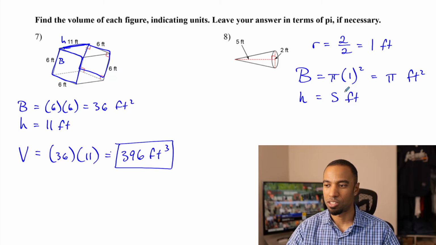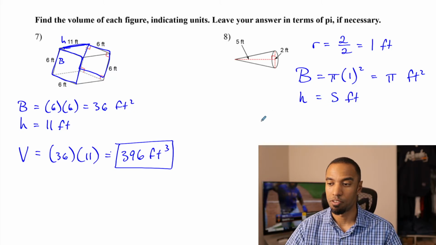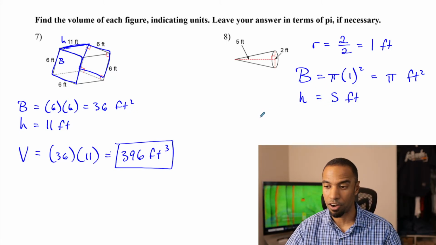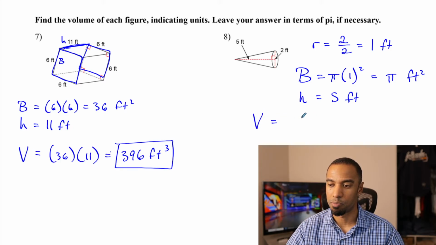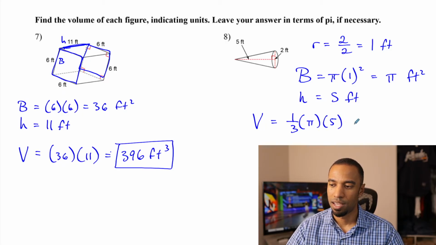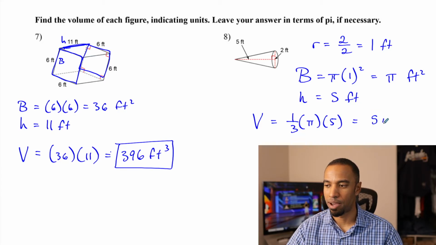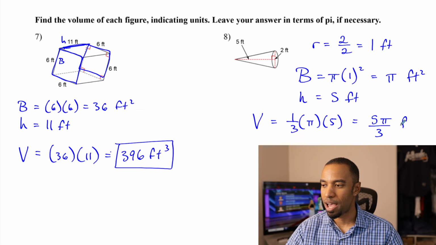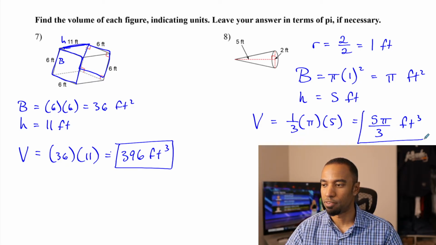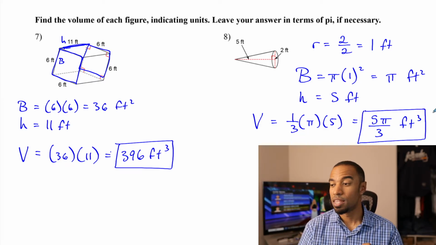So we have 1/3 area of base times height, and we're going to leave our answer in terms of pi. Volume is 1/3 area of base times height, and that gives us 1 times pi times 5 is 5 pi, and that's divided by 3. So 5 pi over 3 cubic feet. That's your final answer. And yes, that is your final answer.